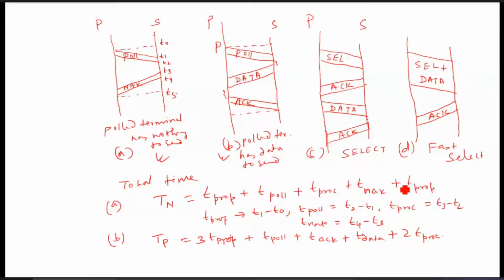Anybody? Any terms? You see how many terms are there? 1, 2, 3, 4, 5. In this case, 1, 2, 3, 4, 5. In fact, here 3 propagations are there. That is because of these three transfers: poll message transfer, data transfer, acknowledgement transfer. That is when data is actually transmitted here. Select and first select, there are special cases that we'll discuss later on.